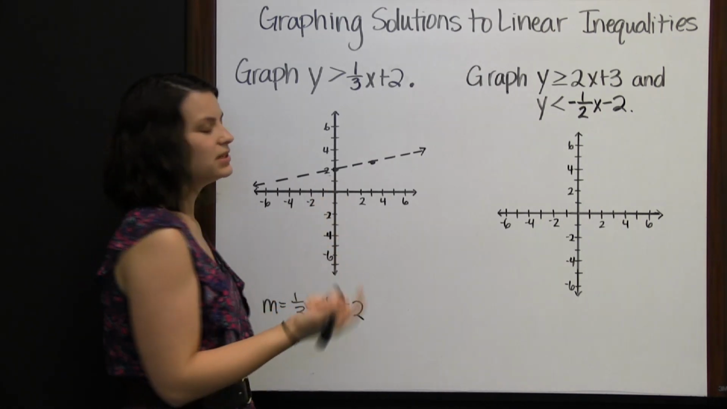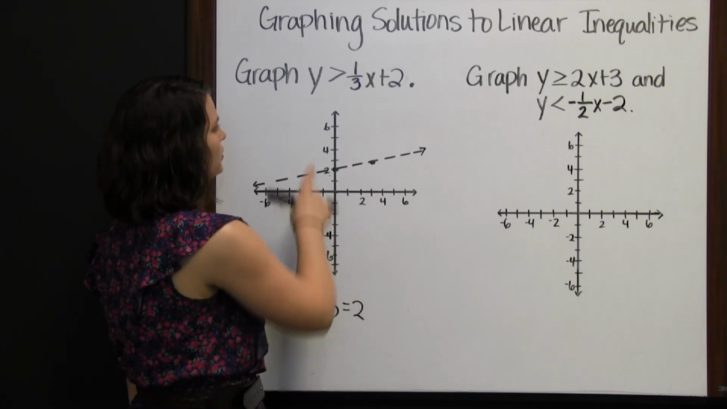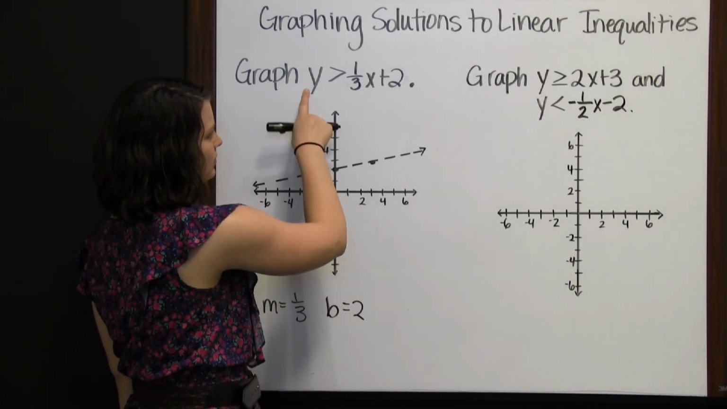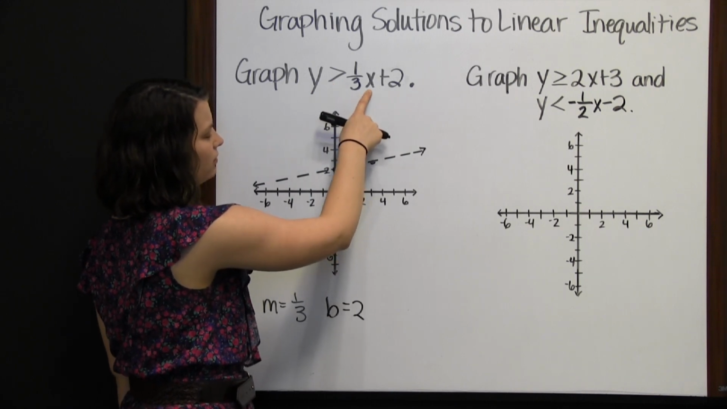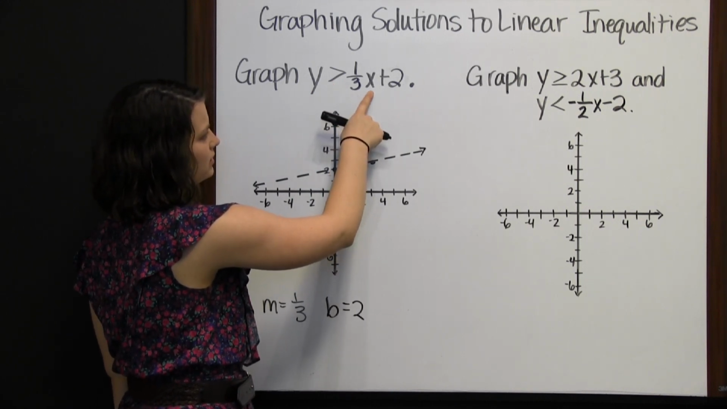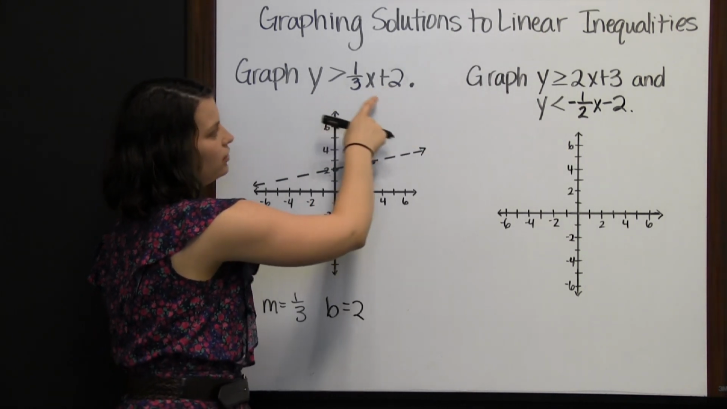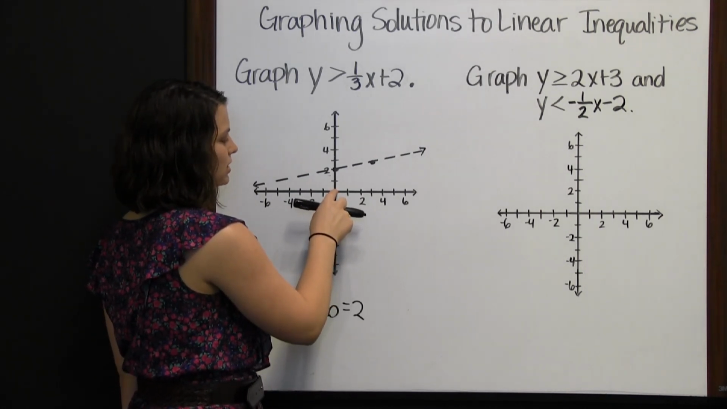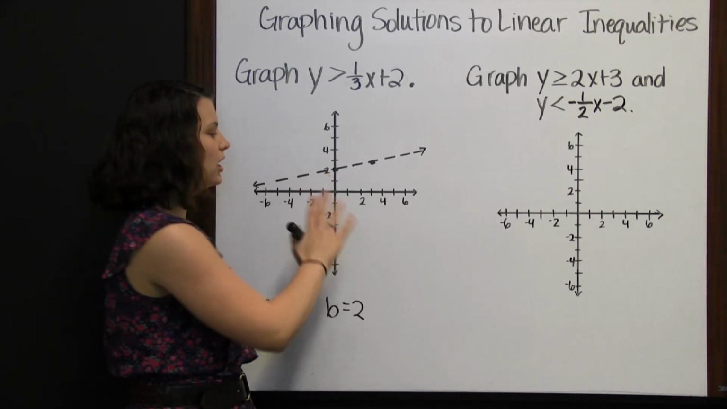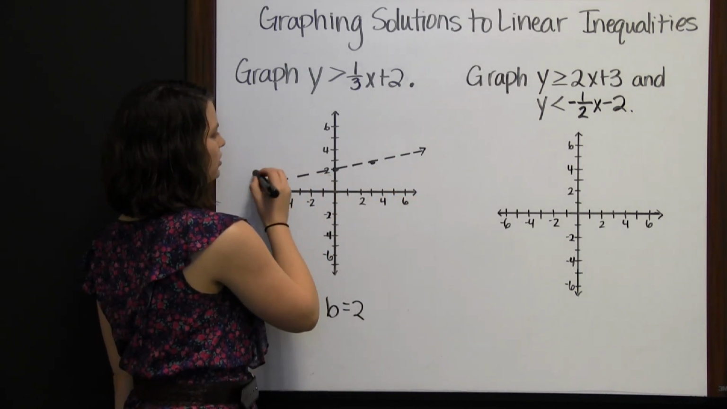A good point to use is 0, 0, because it's pretty easy to solve for. So y is 0. Is 0 greater than, and then again we'd plug in 0 for x, 1/3 times 0 is 0, 0 plus 2 is 2. So is 0 greater than 2? No, it isn't. Which means since 0, 0 does not work, it is not a solution, then this is not the side we shade. So we shade the other side.